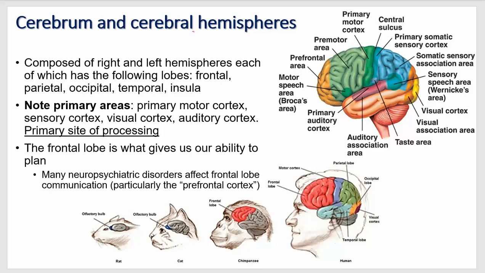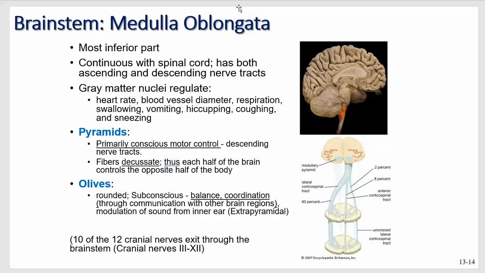All right, so now we're going to start from the brainstem. We're going to start with the medulla oblongata, and that is the most inferior part. You can see the spinal cord has this nice smooth transition into the brain, and that's what the medulla is. It's continuous with the spinal cord, and has both ascending and descending nerve tracts.